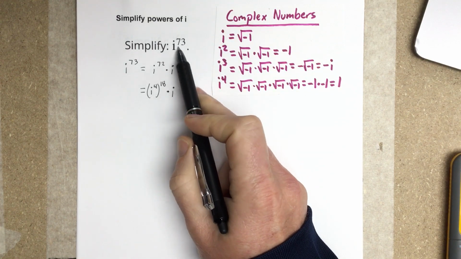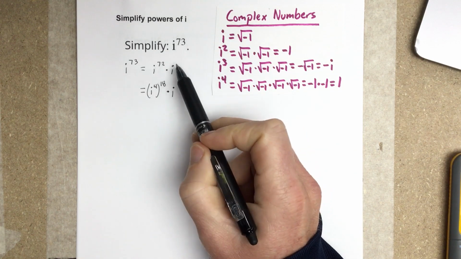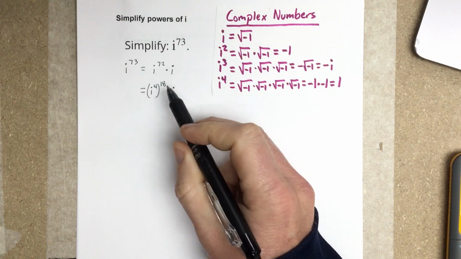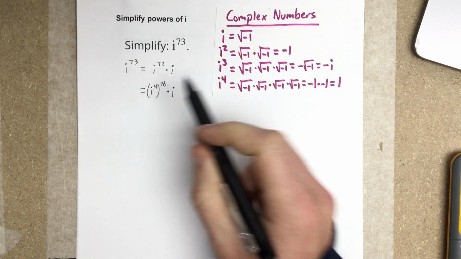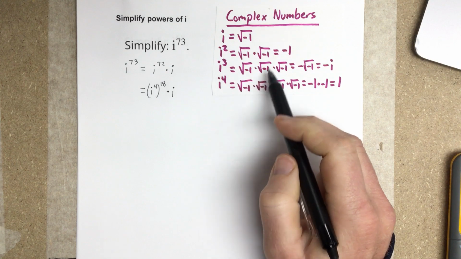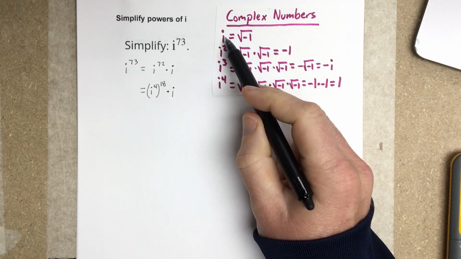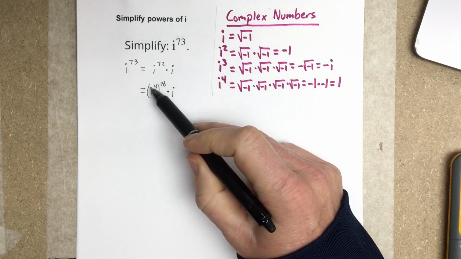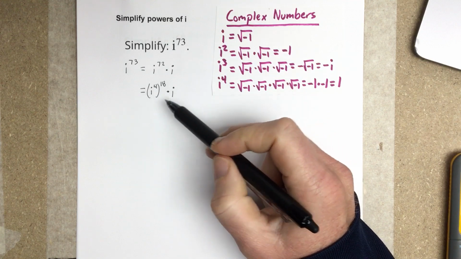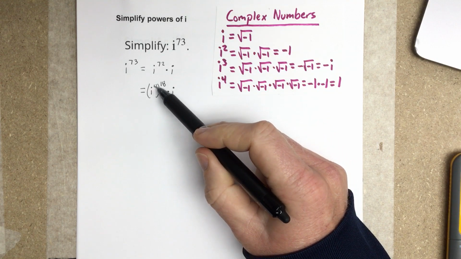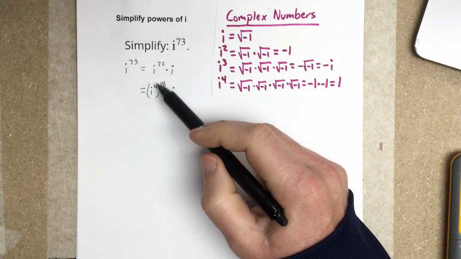We're taking this exponent and we're just splitting it up into a version of this set of complex numbers, right? We're either going to end up with an i squared, i cubed, or i to the 4th inside here. And we're going to do that by trying to basically find numbers that are divisible by 4.